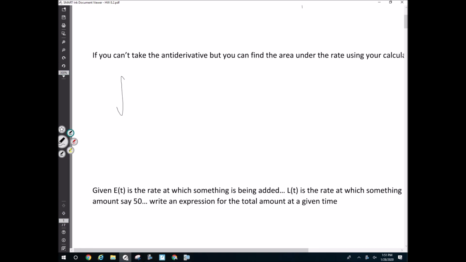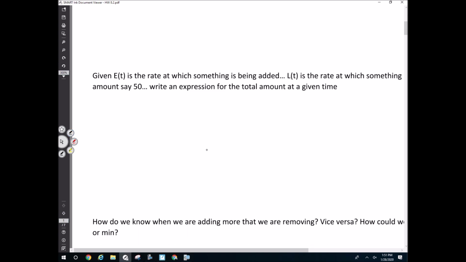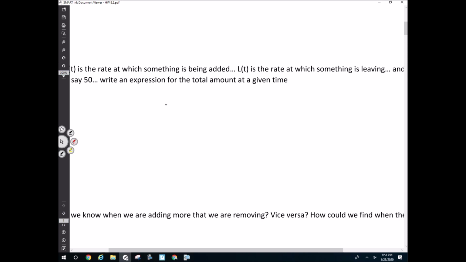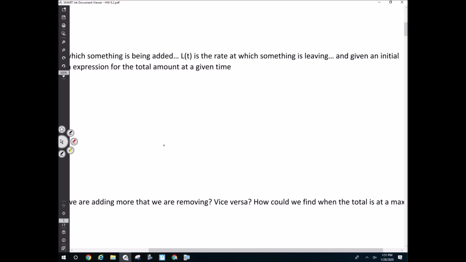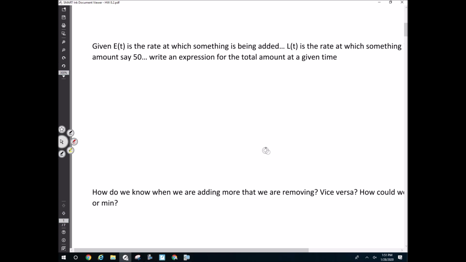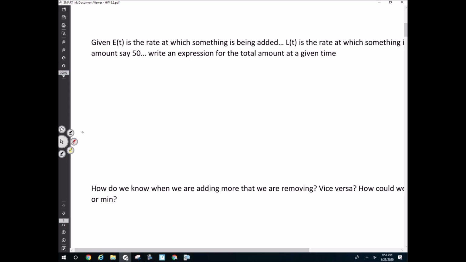I can find the integral from A to B of, let's say, a rate n. This would give me a total amount that has flowed in from A to B. Given E is the rate at which something is being added, L is the rate at which something is leaving, and given an initial amount of, say, 50, write an expression for the total amount at a given time.